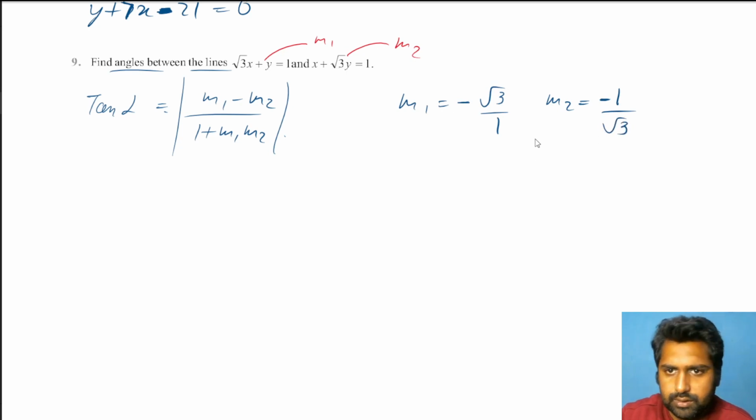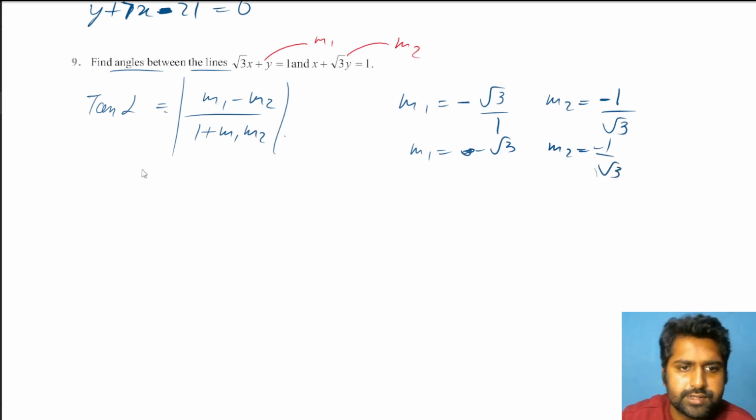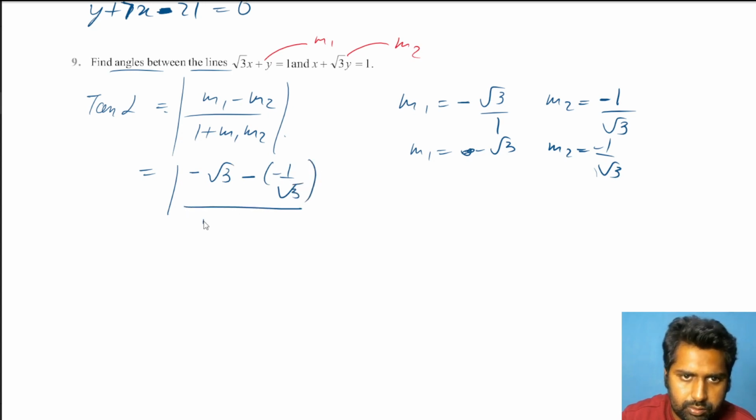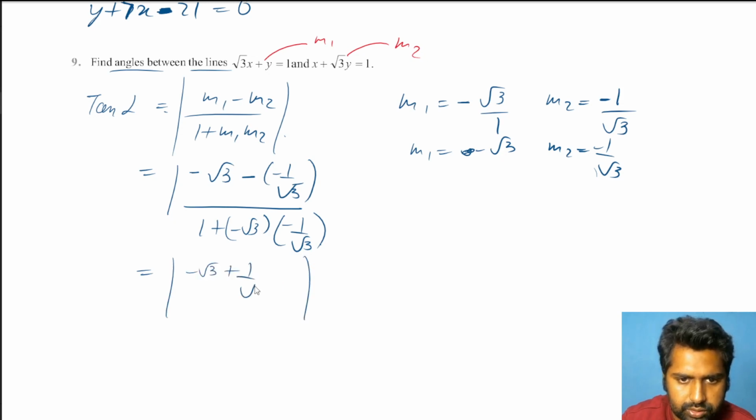So m1 is equal to minus root 3 and m2 is equal to minus 1 by root 3. Put it in this equation. So minus root 3 minus of minus 1 by root 3, upon 1 plus minus root 3 into minus 1 by root 3. That's modulus of minus root 3 plus 1 by root 3. The denominator will become 1 plus, cancel this negative, negative, cancel root 3, so 1 plus 1, 2 basically.